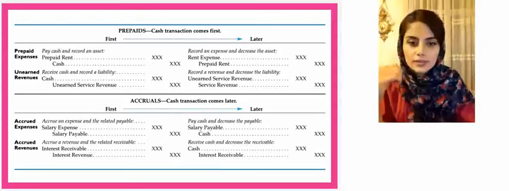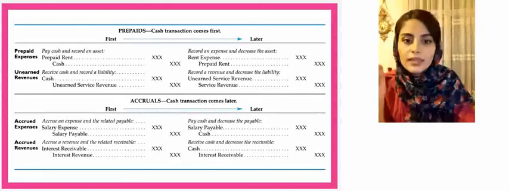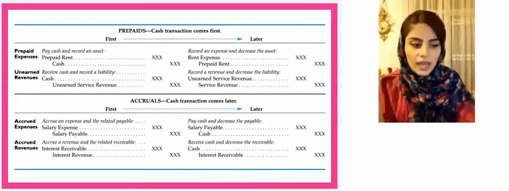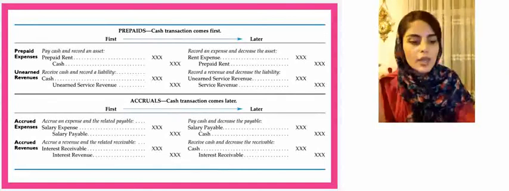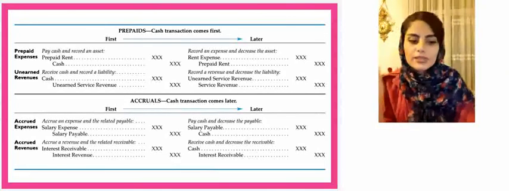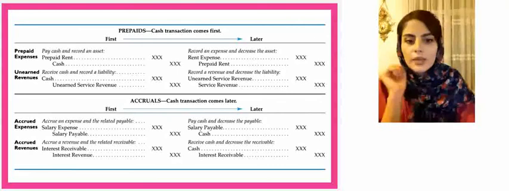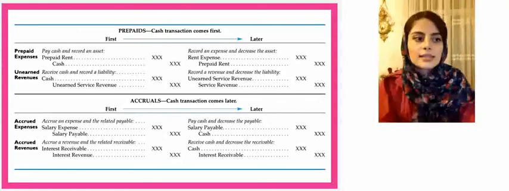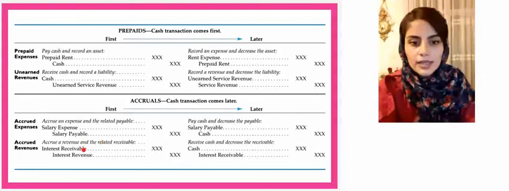And then for accruals, cash transactions come later. First, for accrued expense, we accrue an expense and the related payable, which is salary expense and salary payable. As you can see, it is here.